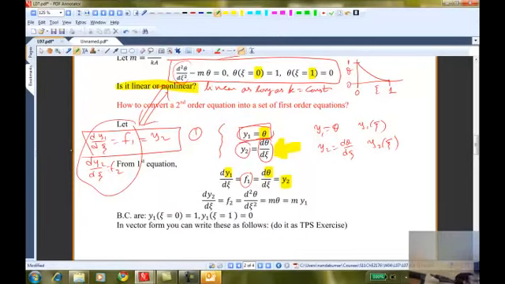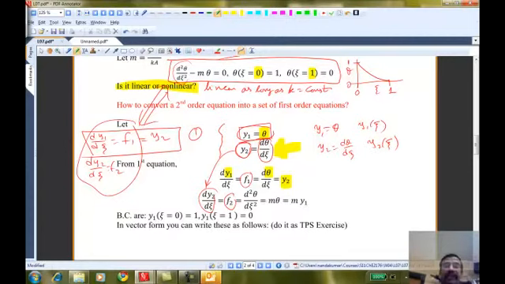Okay, so the next equation is dy2 d psi equals f2. In order to get that, I have the second definition for the variable y2. I take its derivative, dy2 d psi, and whatever that is, I'm going to call that f2. And I want to find out what f2 is. I've already found out what f1 is. f1 is simply y2. But what is f2?